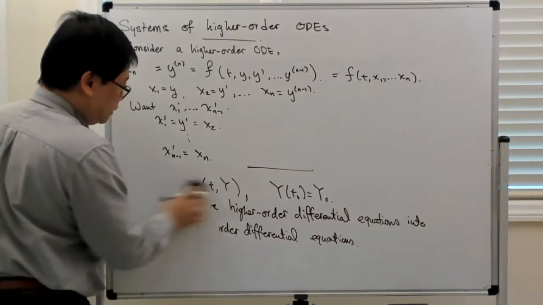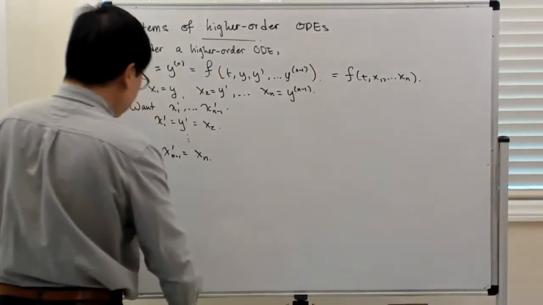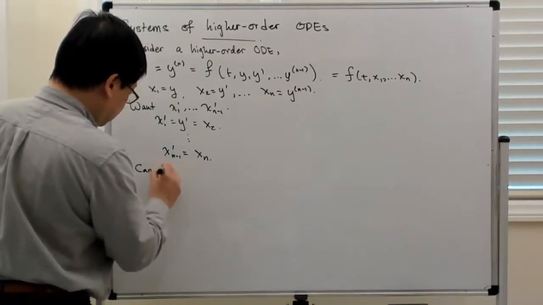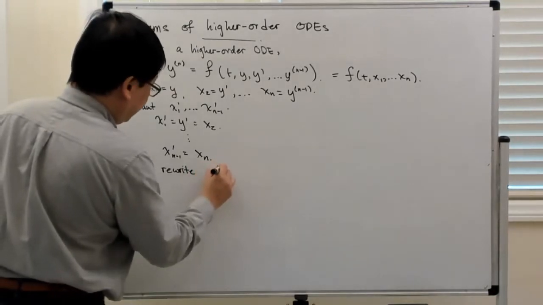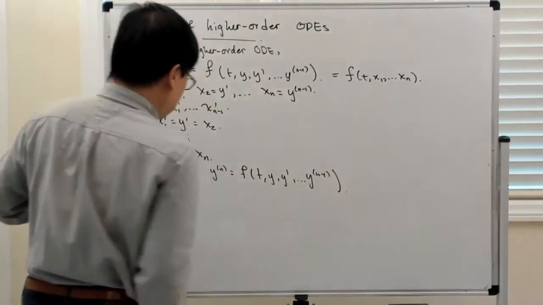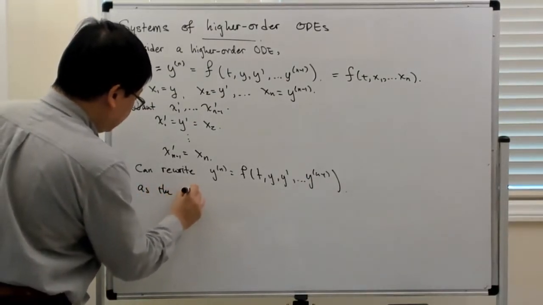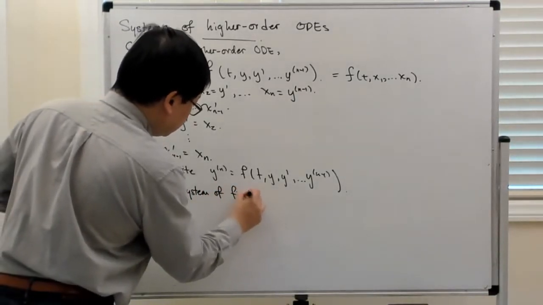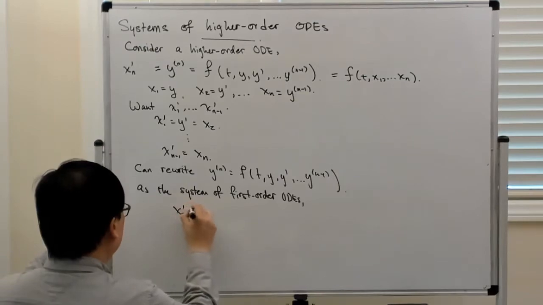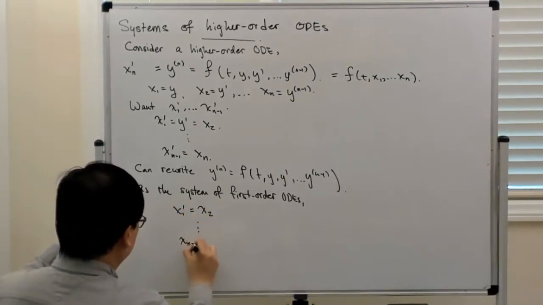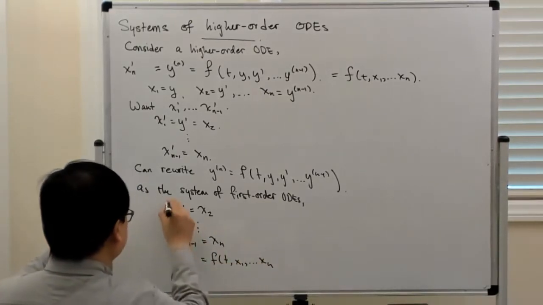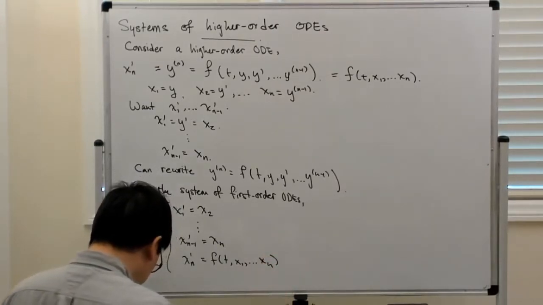So what's going to happen then is that with this substitution, I can rewrite this y^(n) = f(t, y, y', ..., y^(n-1)) as a system of first order equations which have the form x1' = x2, all the way up to x_{n-1}' = xn, and xn' = f(t, x1, ..., xn). Okay, so that gives me the system.